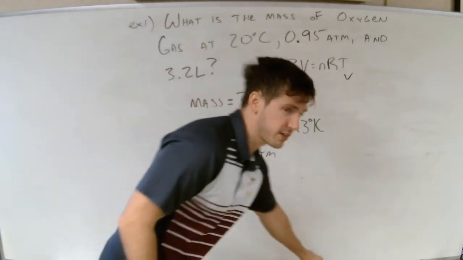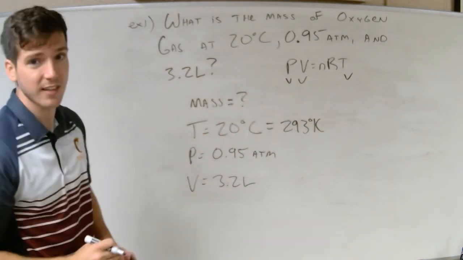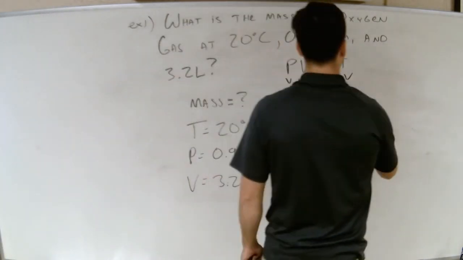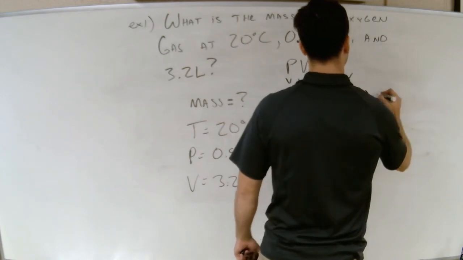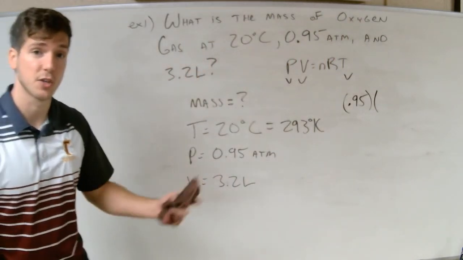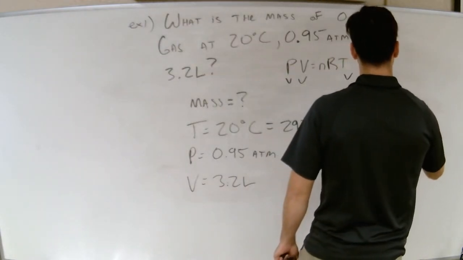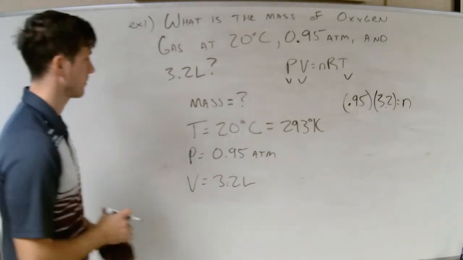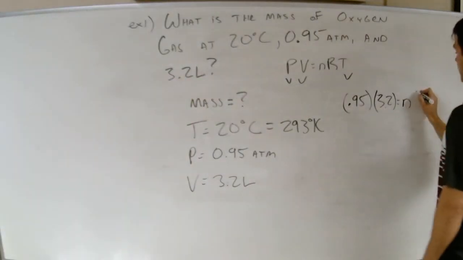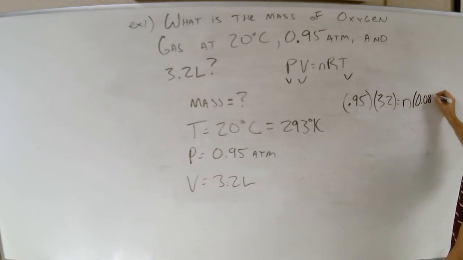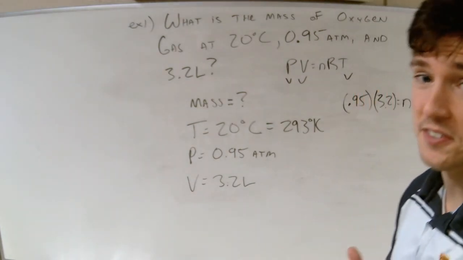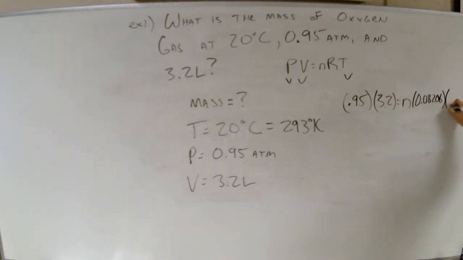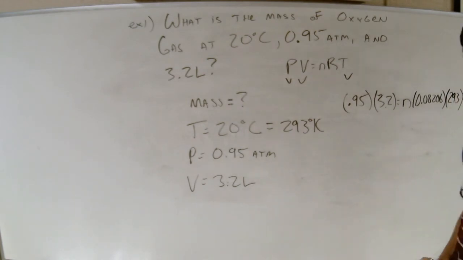So let's go ahead and plug things in over on our right side. So pressure is 0.95, volume is 3.2. Moles is what I'm going to be looking for. And I'm going to run out of room. R is that constant, 0.08206, right? Sorry I ran out of space there. And our temperature is, see if I can squeeze it in, 293. I think I did it.